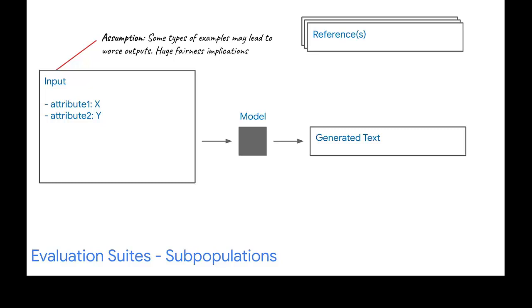So this can be measured through subpopulations by identifying which attributes are associated with which input. They don't necessarily have to pertain to people. They can also be the length of the input or some other non-personal properties.